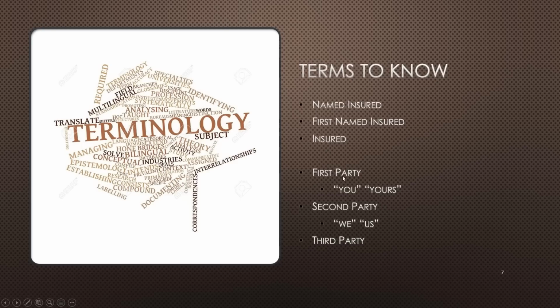Now, remember I said the first party is you, right? So you, the customer, you're the first party, so we're going to cover you and your stuff. The second party to an insurance contract is the insurance company, and you'll see terminology like we or us. And the third party is anyone other than these two. Okay? And remember, all liability claims are third-party claims.